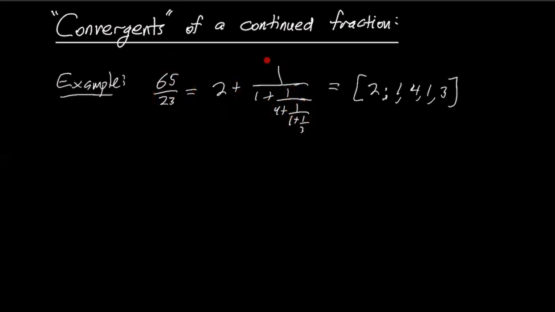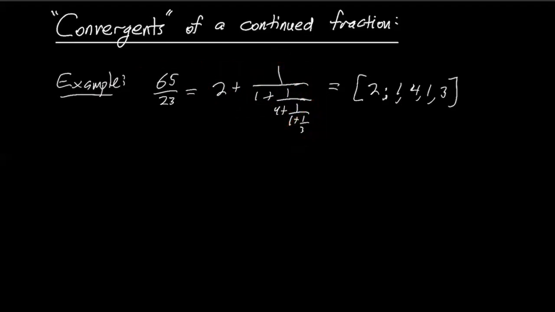Like, what if I just said, okay, the first 2, that's an approximation. The rest is all a fraction, right? 2 is an approximation to 65 over 23. Or you could stop right here. You could just say 2 plus 1 over 1. That's 3. That's another approximation to 65 over 23. Or I could stop right here and just say 2 plus 1 over 1 plus 1 over 4. Or I could stop right here and do that number. And then there's the whole thing itself. Okay. Those are what are called the convergents.